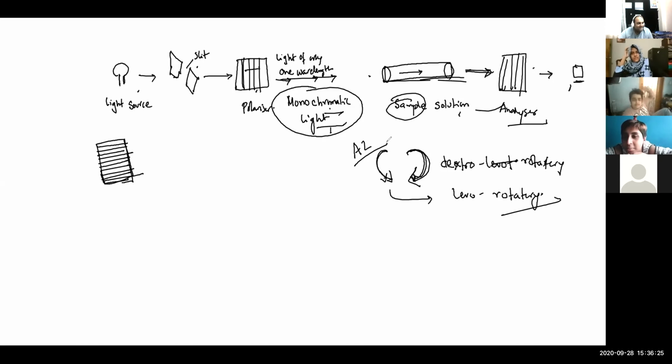Wait, does the light spin the analyzer, or does the analyzer spin? I'm very confused. There is monochromatic light, and here you have your sample, an optically active sample. How will you know it's optically active? If your compound rotates this light in the clockwise direction, then your compound is dextrorotatory. And if your optically active compound rotates the monochromatic light, which has another name, plane polarized light. Plane polarized light.